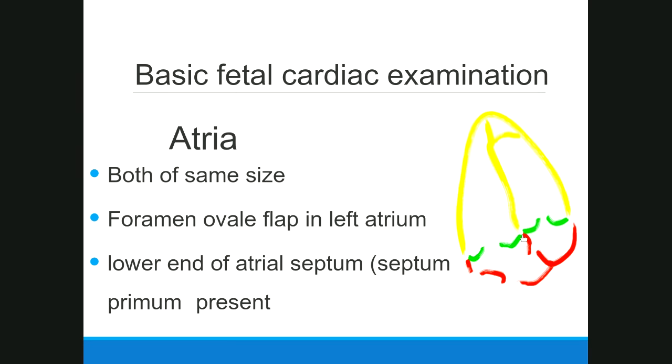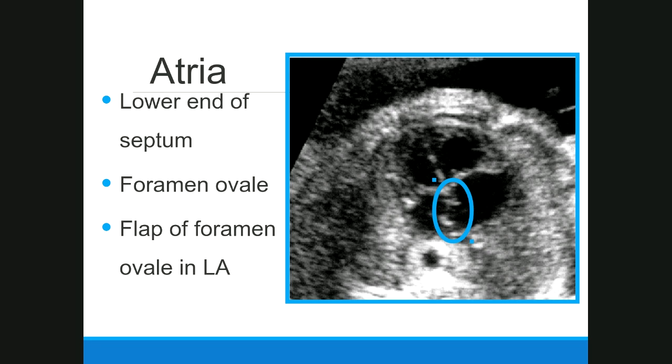This is the crux of the heart right here. And we get a little bit worried about more complex cardiac defects when we don't see the lower portion of the septum present here. This area would be the secundum, and then up here you have the ostium. It's way up here. All right, so looking at this right here, we have the lower end of the septum present here, and then we have this foramen ovale opening into the left side of the heart.